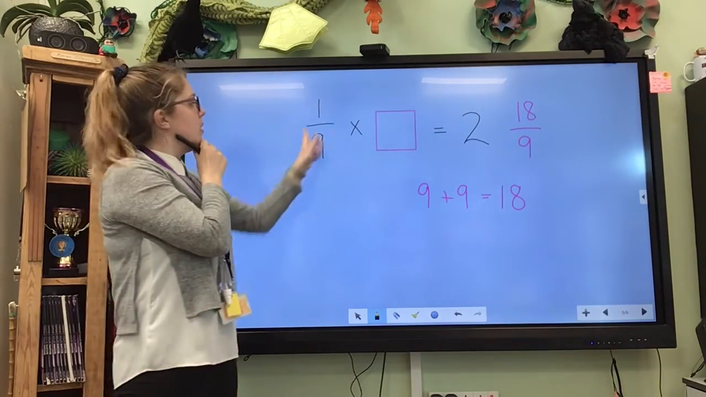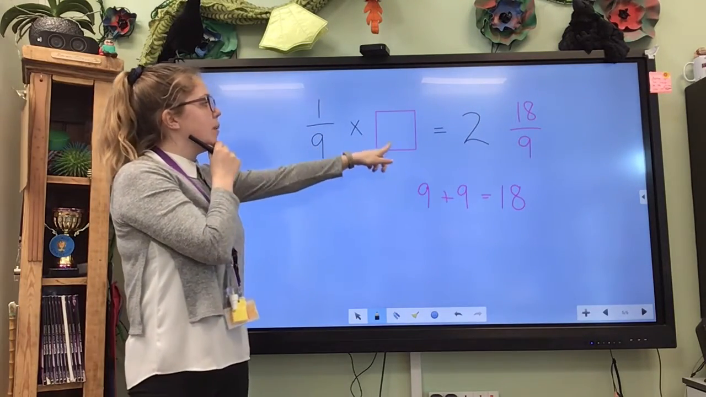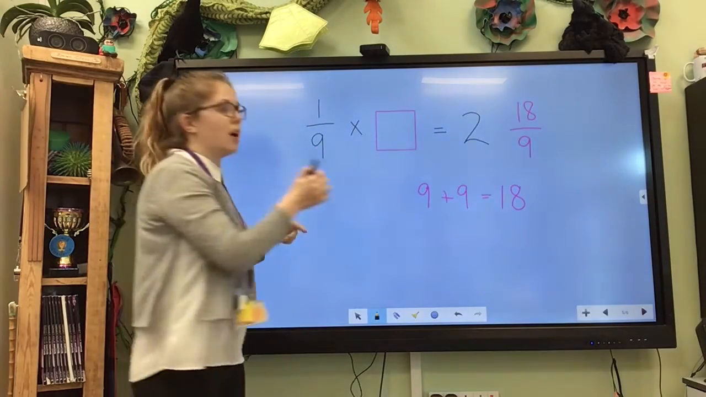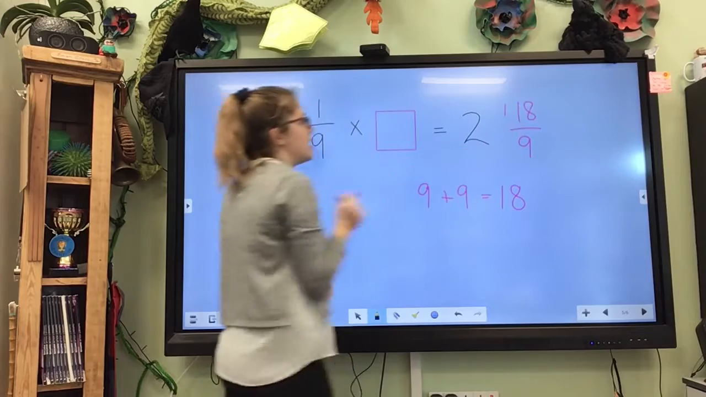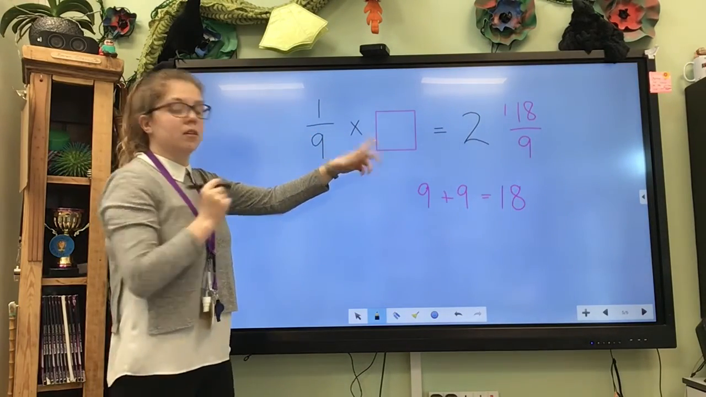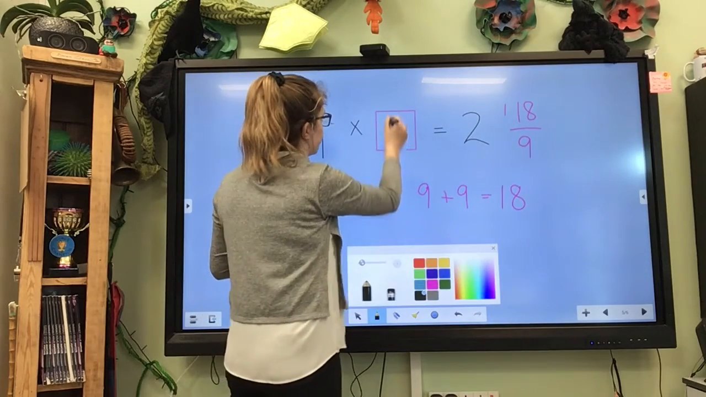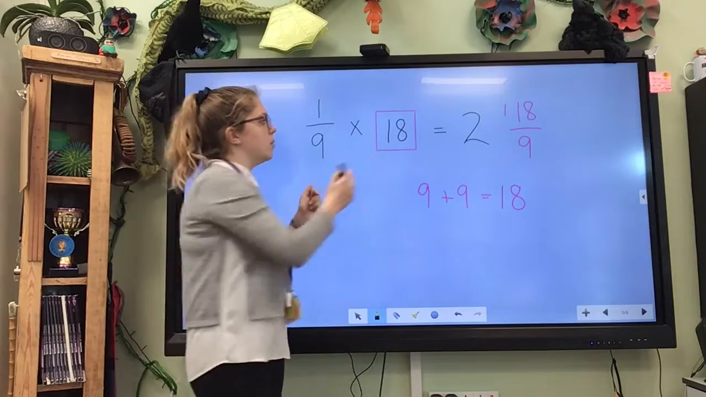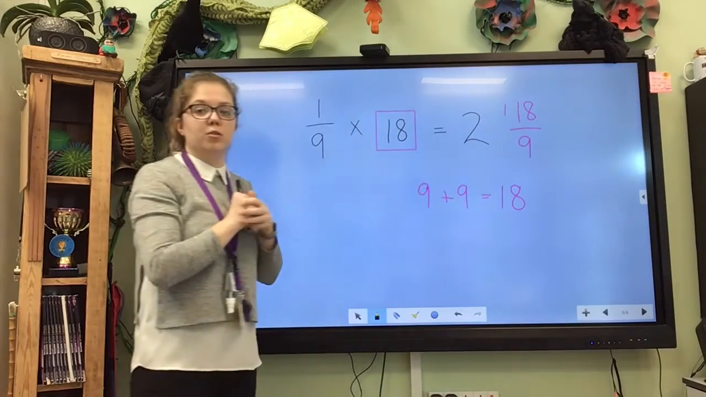So going back to the question with the missing part, 1/9 times what is 2 wholes? Now our goal is to get 18 ninths. So what is the integer that we need to multiply it by? It needs to be 18, doesn't it? So 1/9 times 18 would equal 18 ninths, or 2 wholes.